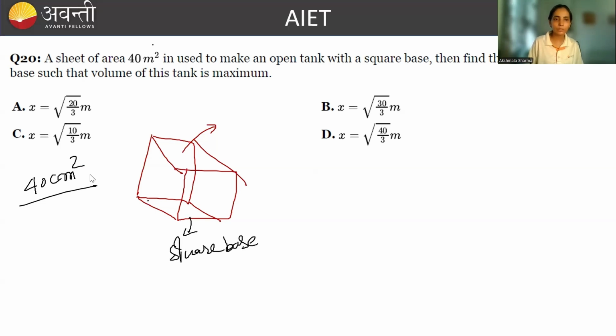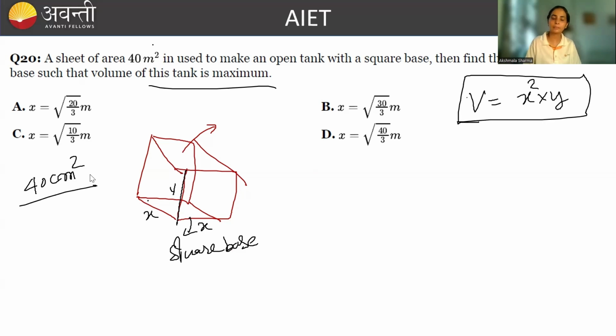Question is, the bottom of the tank has a square base. So suppose its dimensions are x and x. Then find the dimension of the base such that the volume of this tank is maximum. We have to maximize the volume of this tank. Now, the volume of this tank will be equal to how much? Let's say this height is y. So the volume of the tank V will be equal to x square into y. We have to maximize this.